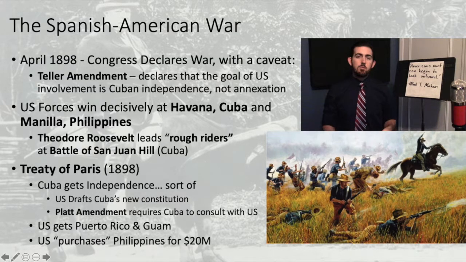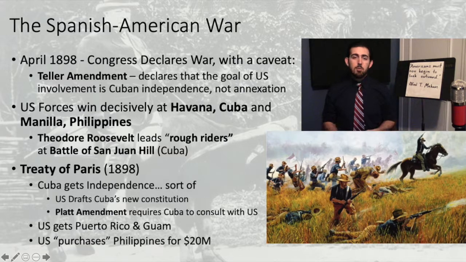The United States helped bring a swift end to the Cuban Revolution. The U.S. Navy overmatched Spanish opposition, and American forces won a decisive battle at Havana, Cuba. The United States also attacked Spanish officials in the Philippines and seized that capital at Manila. The war ended with the Treaty of Paris in August of 1898, less than 4 months after it began. The terms of the treaty were as follows.